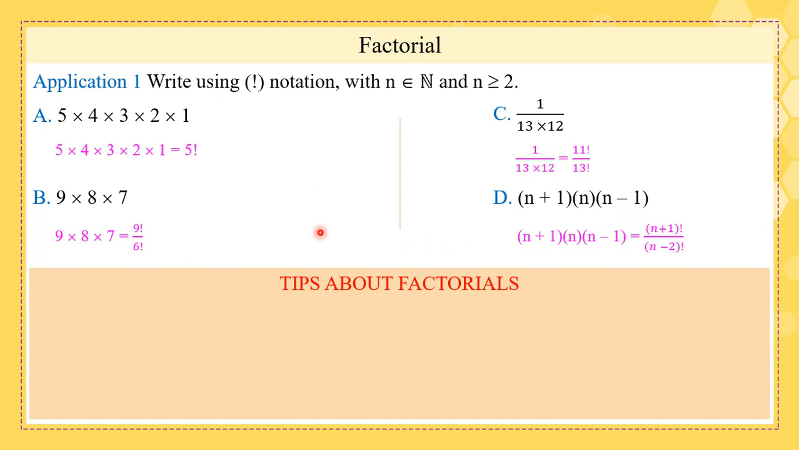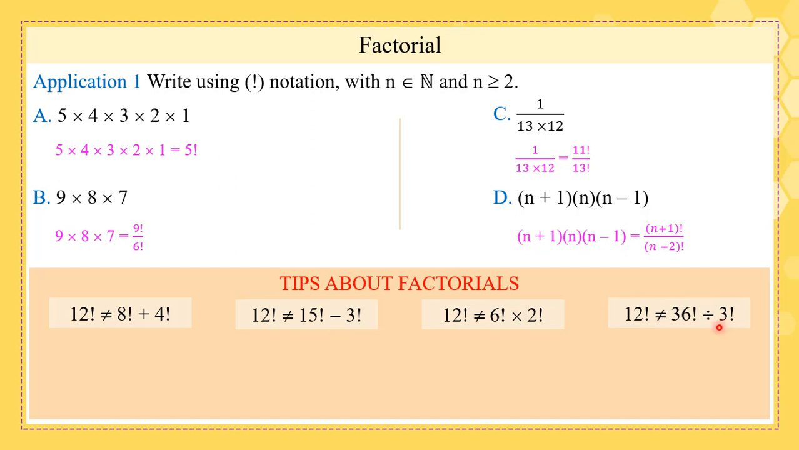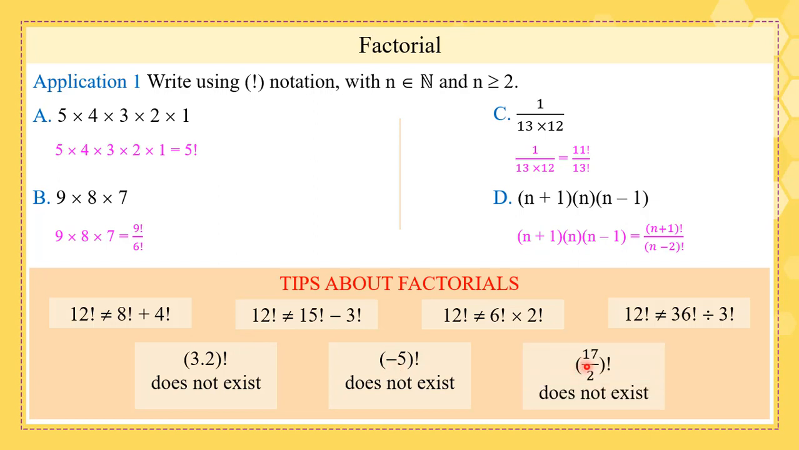Now let's see some tips about factorials. Remember, we cannot add in case we have factorials, we cannot subtract, we cannot multiply, and we cannot divide. In fact, the factorial is stronger than addition, subtraction, multiplication, and division in the priority laws. We don't have a 3.2 factorial because when we want to talk about factorial, n should be a natural number. So this does not exist. This also does not exist for the same reason, and 17 over 2 factorial also does not exist.